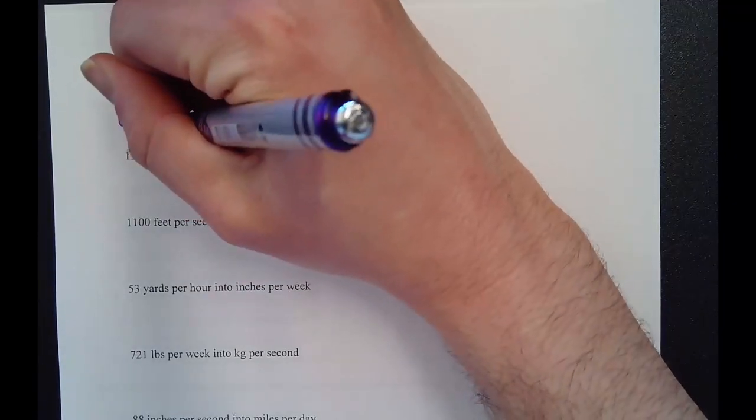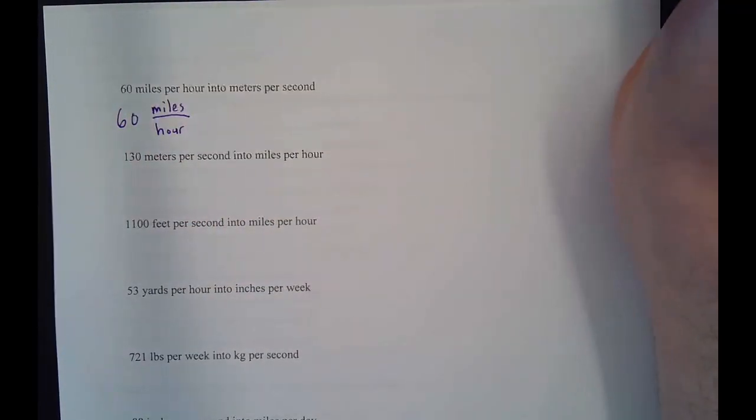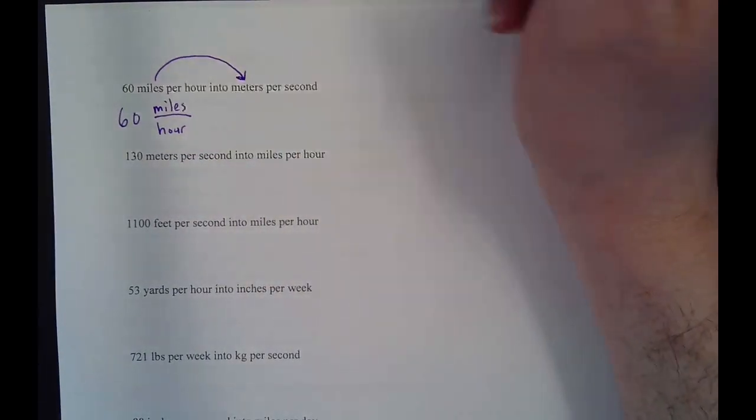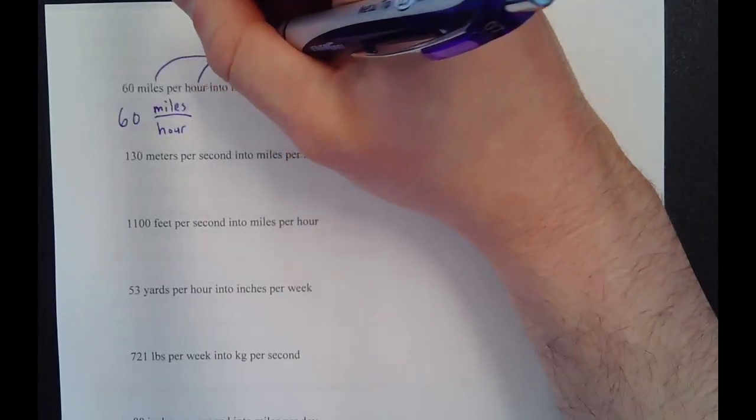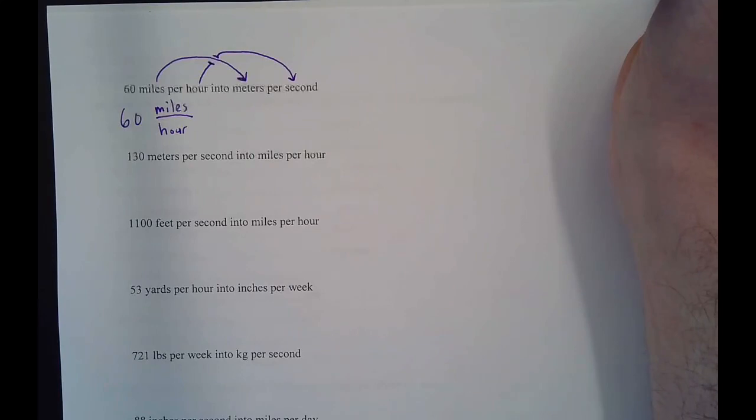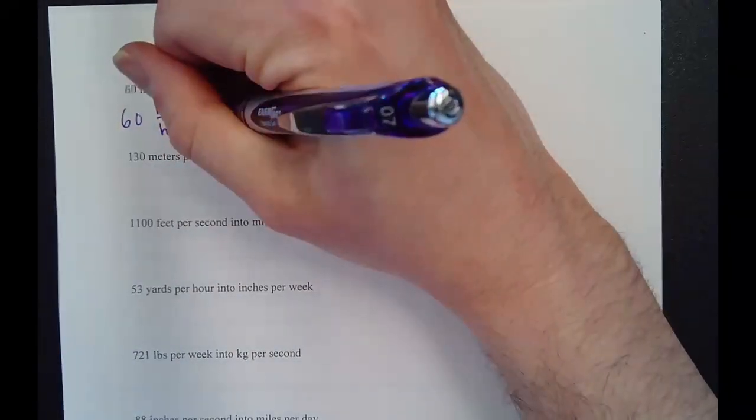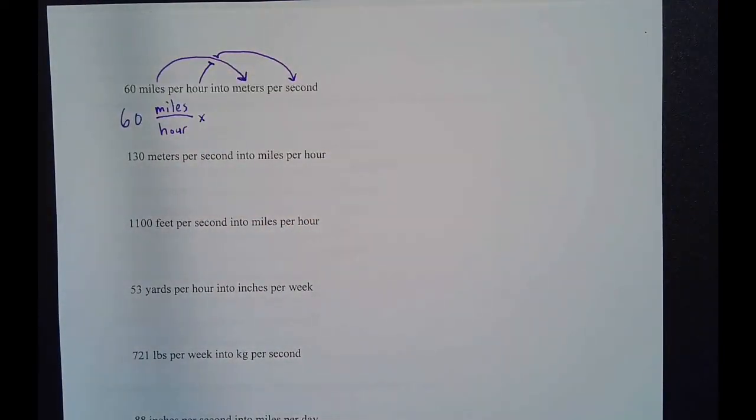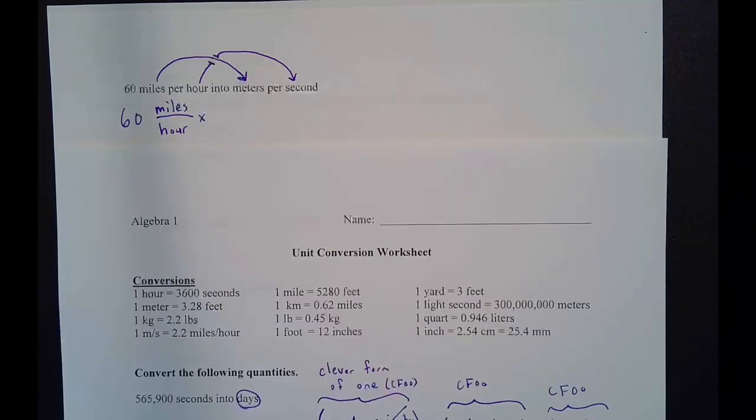And now I really have two conversions I need to do. I need to do miles to meters, and I need to do hours to seconds. So there's really two conversions that need to be done here. It doesn't matter what order you do them in, I'm going to choose to do the miles first. I need to get from miles to meters. That's going to be a multi-step process. Let me bring the conversion chart over here.